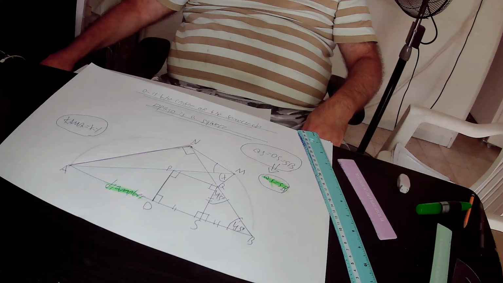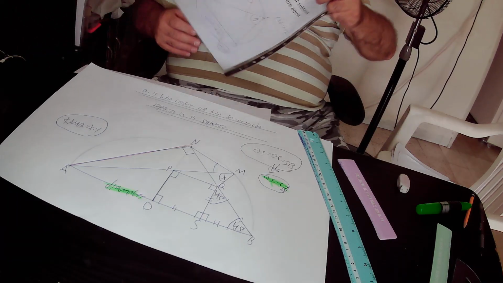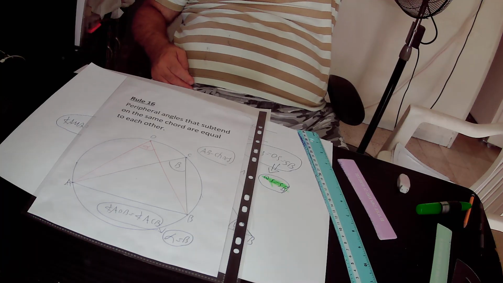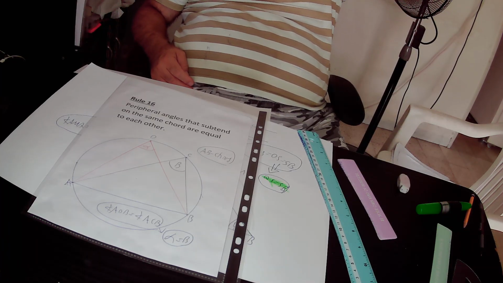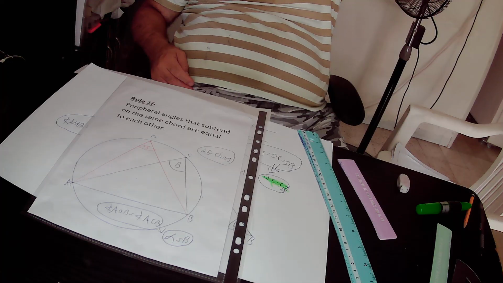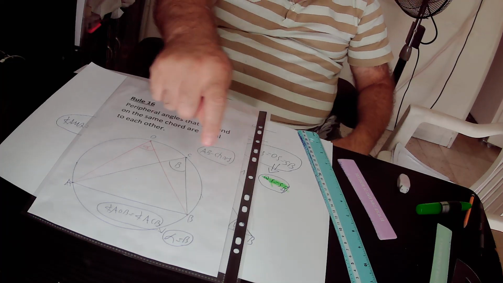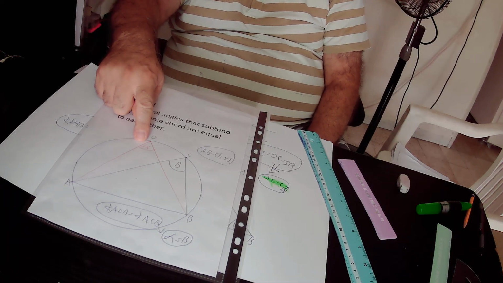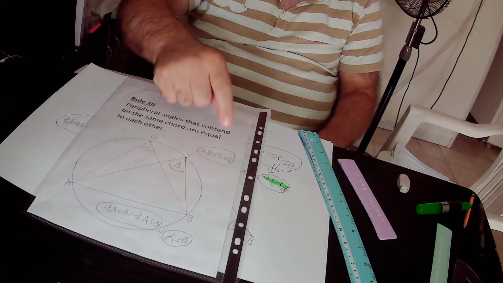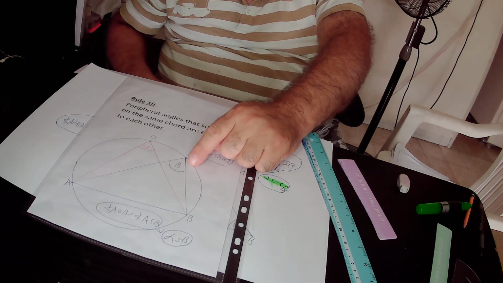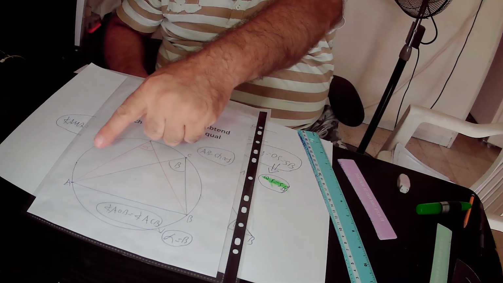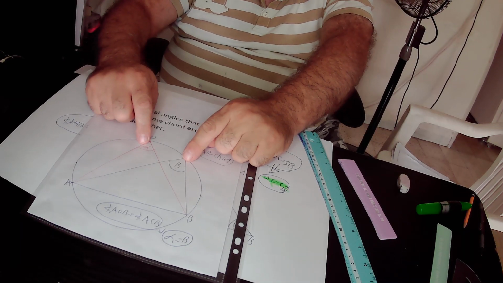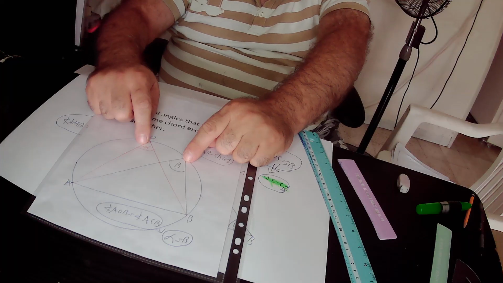So I repeat quickly rule 16. According to rule 16, angles that subtend on the same chord are equal to each other. In the drawing we have a circle. This is angle AOB that subtends on chord AB. Likewise we have another angle. This is angle ACB that subtends on the same chord called AB. And because those two angles both subtend on chord AB, they must be equal to each other in their sizes.